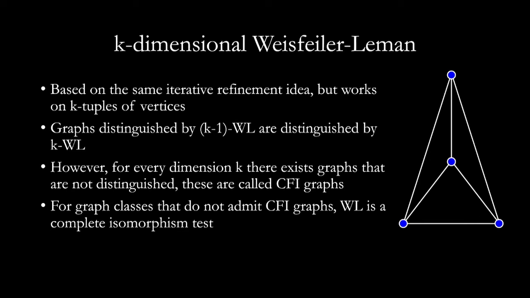However, instead of vertices, k-WL colors k-tuples of vertices in a graph. Initially, each tuple is colored by the isomorphism type of the subgraph it induces. Then, in the refinement rounds, the color information is propagated between adjacent tuples that only differ in one coordinate.